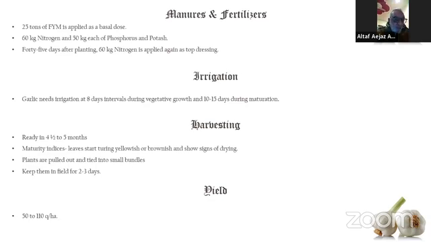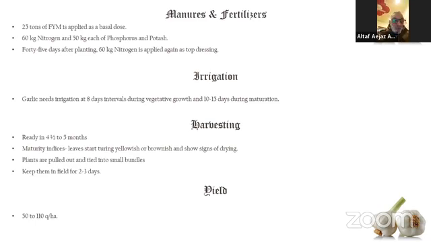Harvesting is at 4.5 to 5 months. It is harvested when it is ready. Maturity index: leaves start turning yellowish or brownish and show signs of drying. That is called the senescence stage, when the crop will not take up nutrients, and it turns pale and yellow. Only then it is harvested, and its yield is 5 tons, that means 50 quintals to 110 quintals per hectare.